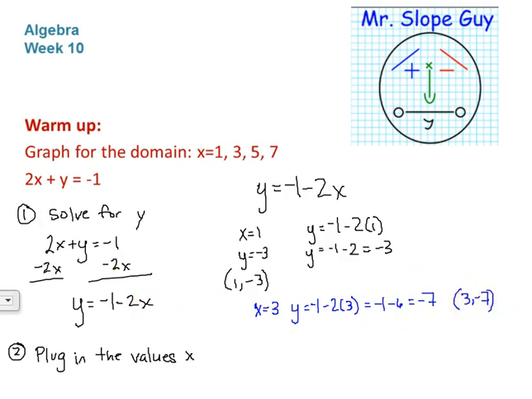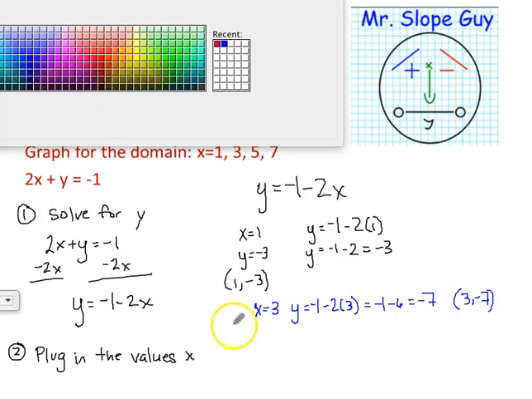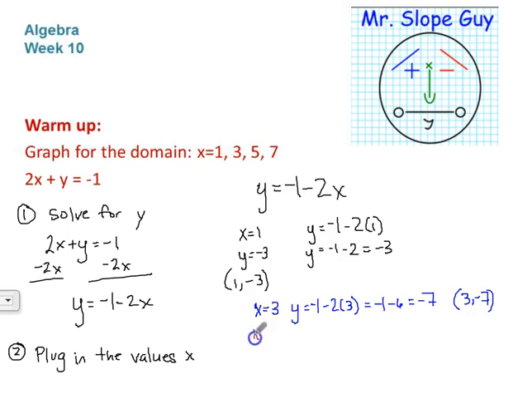Next, let's change colors again. Let's do x equals 5. y equals negative 1 minus 2 times, instead of an x, we're going to have 5. We're getting really small numbers here. So we would have negative 1 minus 10, which gives us negative 11. So my next point that I'm going to plot would be at (5, -11).